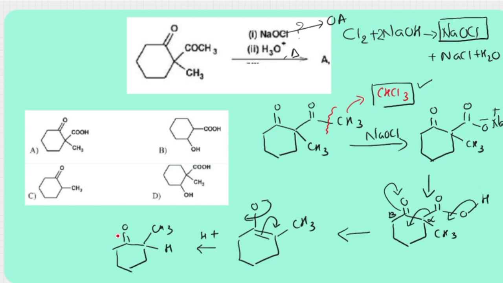So you can give the name for this. This is 2-methyl cyclohexanone. Check where do we have 2-methyl. So this is 2-methyl cyclohexanone, right? So the right option is option C.